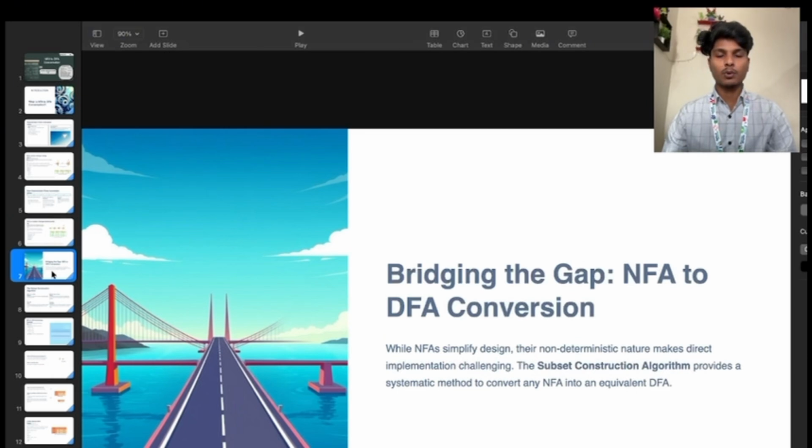Next slide, we move from an NFA to DFA. NFAs are easy to design, but they are difficult to implement because they can have more than one transition for the same input. DFAs are easier to implement because they have only one transition for each input symbol. To convert an NFA into a DFA, we use the subset construction algorithm. This algorithm helps us to create a DFA that accepts the same language as the NFA.